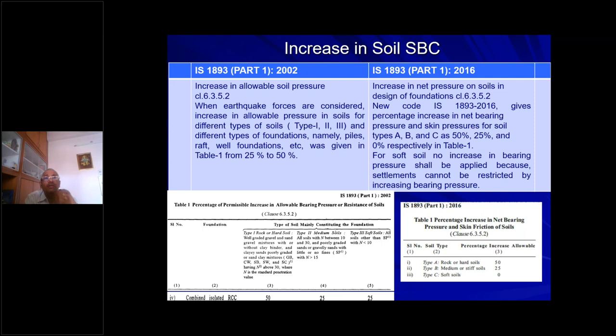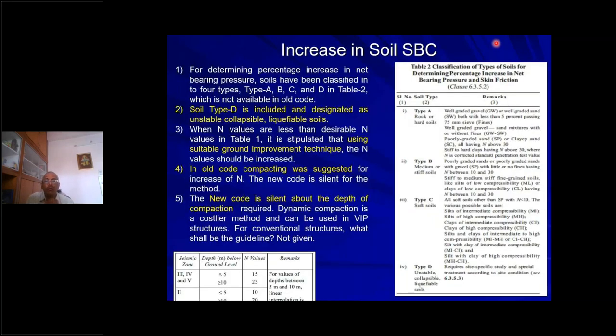Then another clause, increase in the soil safe bearing capacity. From the soil safe bearing capacity point of view, the earlier code permitted an increase in the allowable safe bearing capacity. You used to take a 50% increase for rock or hard soil. In medium soil, we take an SBC increase of 1.25, that is a 25% increase. In soft soils also, a 25% increase of the bearing capacity we used to take in the design. But as per the new code of practice, for soft soils, you cannot take any increase. It has to be taken as whatever safe bearing capacity you get. The earlier code advantage of taking a 25% increase is now eliminated. That means it has become more stringent.